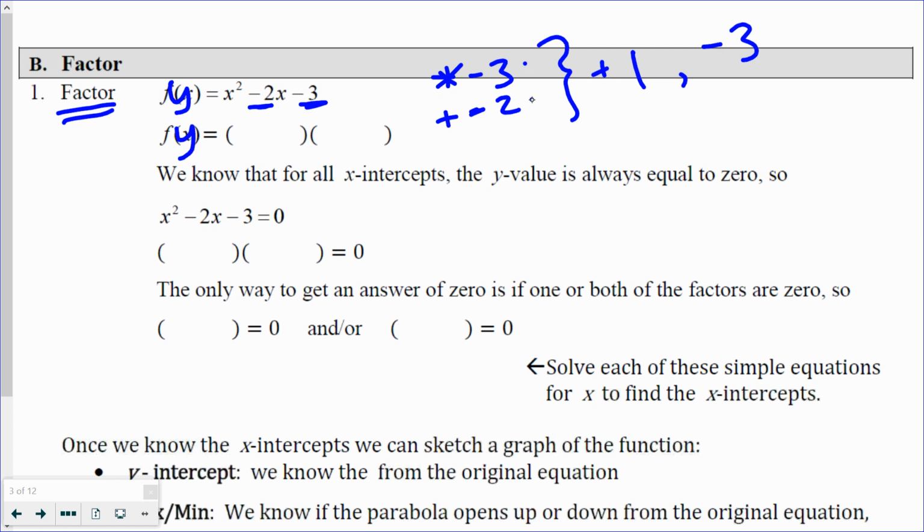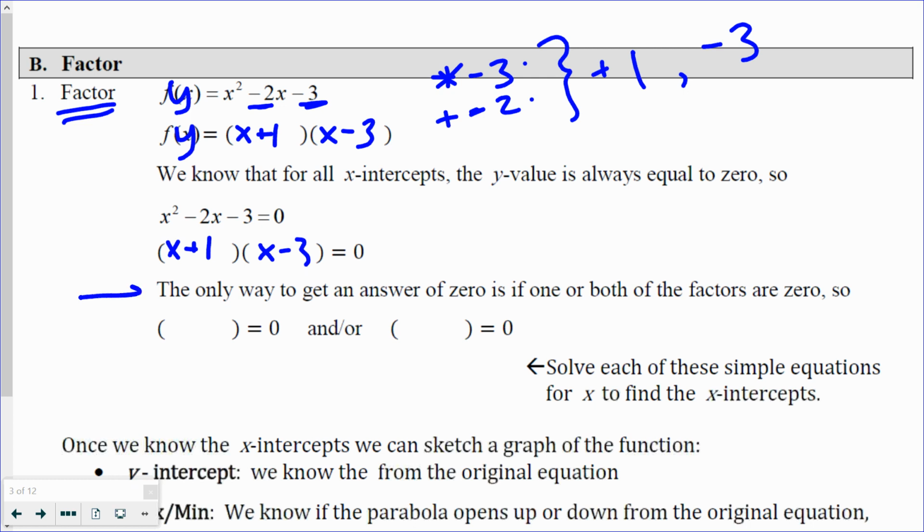So what that tells us is that when we write our binomials, x plus 1, x minus 3. Sorry if that's hard to read. That says x plus 1 and x minus 3. We know for all x-intercepts, the y value is equal to 0. So what we're looking for in this case is what makes each of those little factors that we have, x plus 1 and x minus 3, equal to 0.